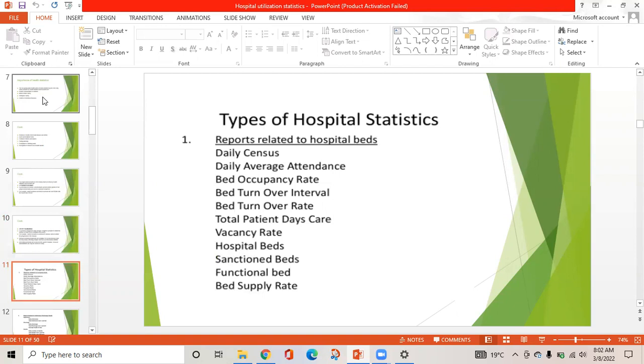Now, types of hospital statistics. First is reports related to hospital beds, in which are included daily census, daily average attendance, bed occupancy rate, bed turnover interval, bed turnover rate, total patient day care, vacancy rate, hospital beds, sanctioned beds, functional beds, and bed supply rate.